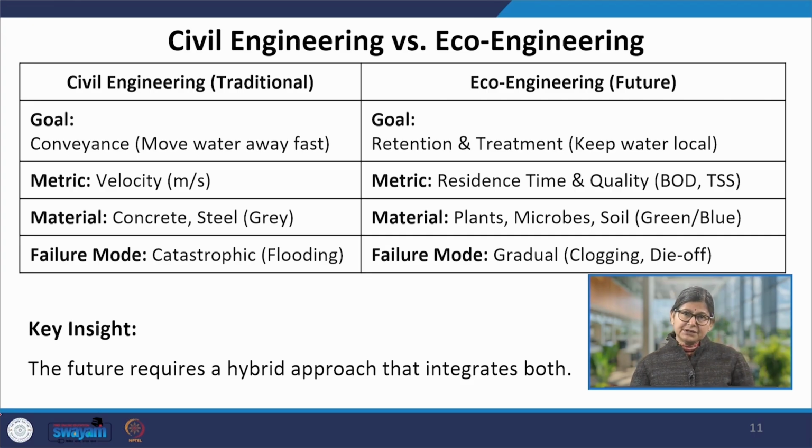Whereas in eco-engineering, the goal is retention and treatment, keep water local, don't allow it to flow off. Metrics are residence time and quality, BOD, total suspended solids, these are the metrics. Materials are plants, microbes, soil, blue and green. And the failure mode is gradual, clogging, die off, and you get enough time and enough indication. Key insight is the future requires a hybrid approach that integrates both so that the uncertainty also can be limited.